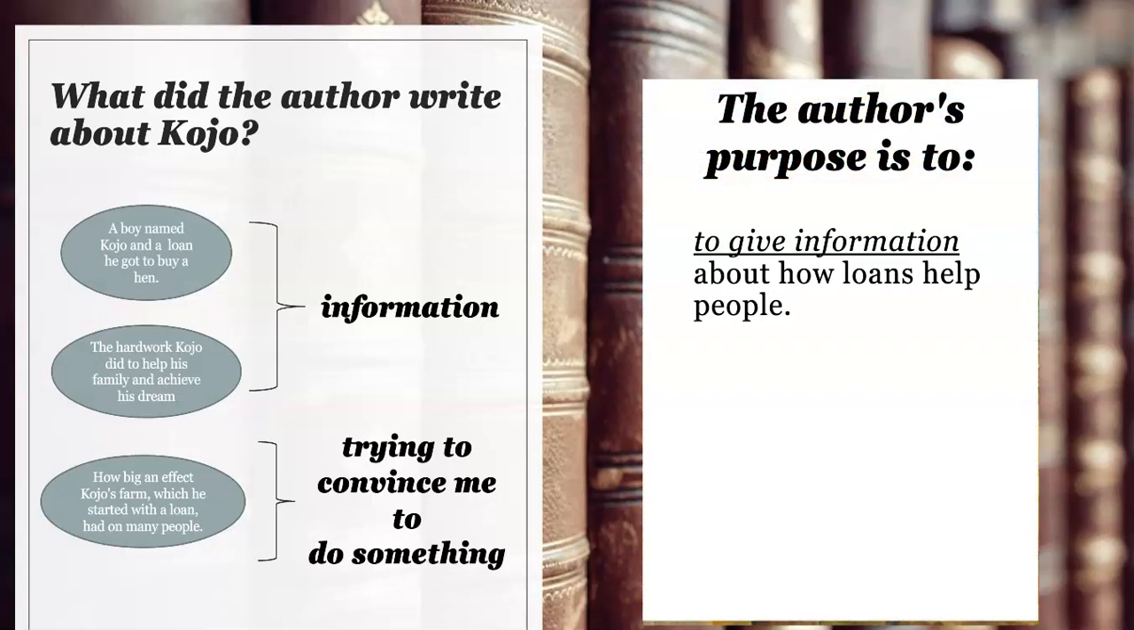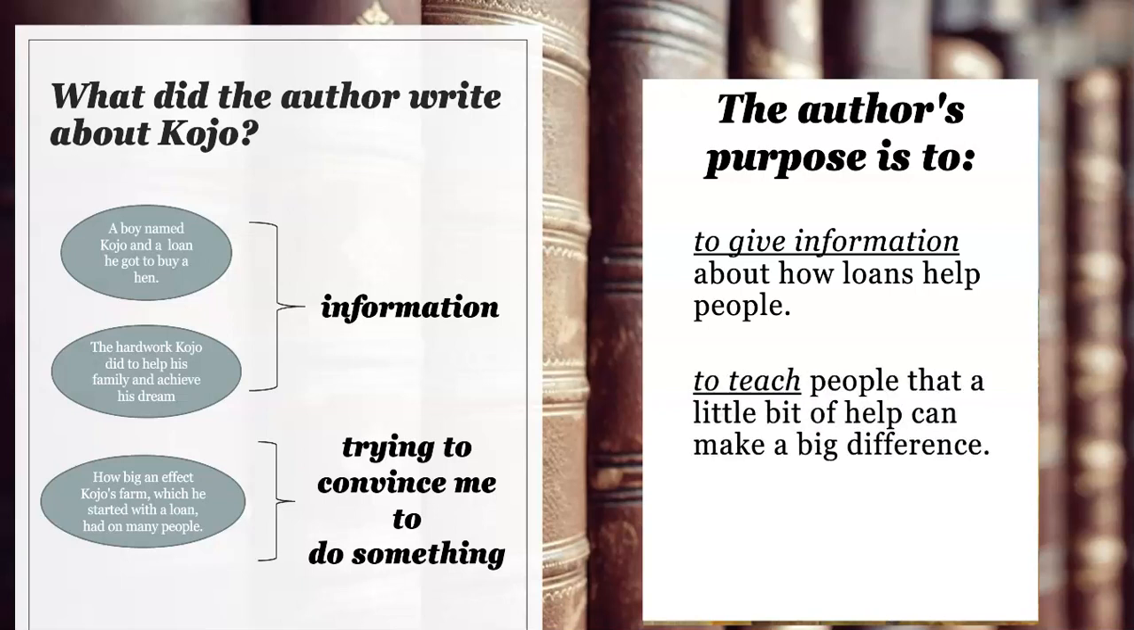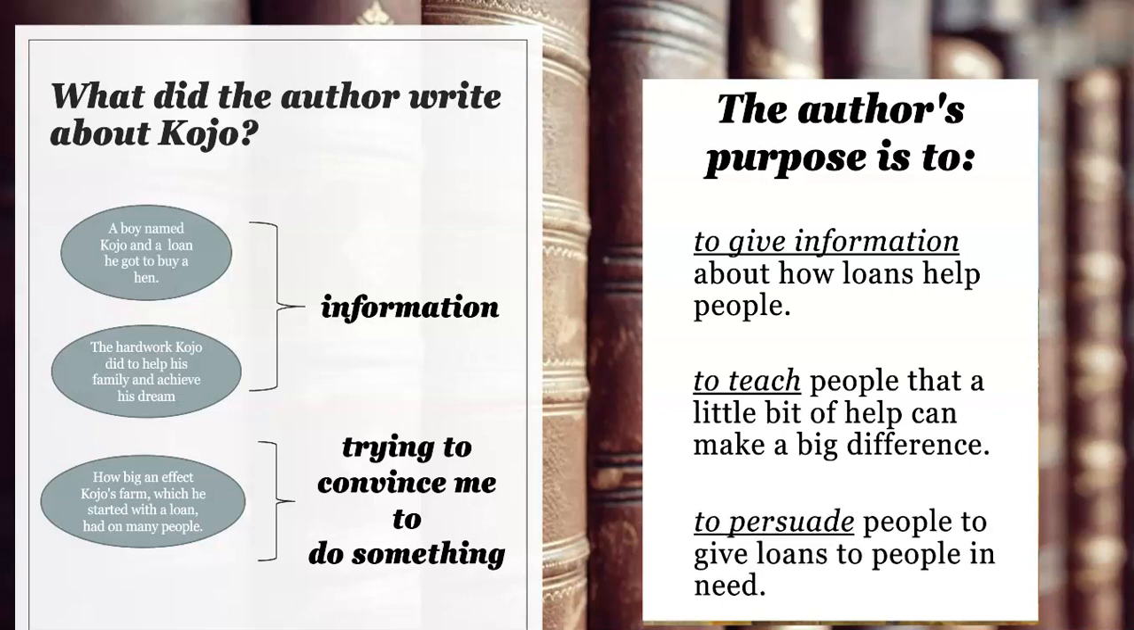There is a lot of misinformation about loans and the role they play. I think the author's purpose for One Hen is to teach people that a little bit of help can make a big difference. Right? That one brown hen turned into a world of difference for Kojo's community. And I think that the author wrote One Hen to persuade people to give loans to people in need.